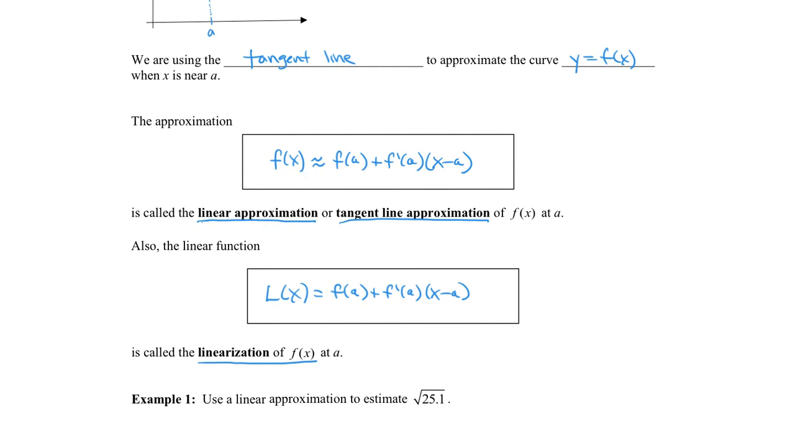And then this is just saying, see, this is the same as this. Sometimes we'll just call this L of x, or the linearization. So sometimes it would be said that we linearize the function by coming up with this tangent line approximation, or the linear approximation of the function at a.